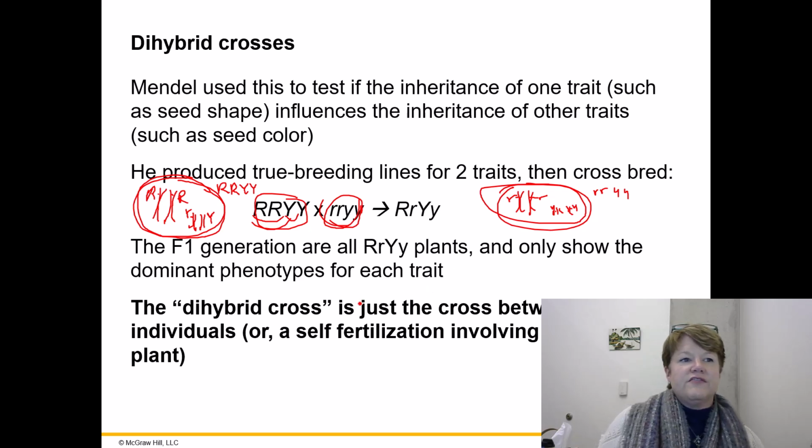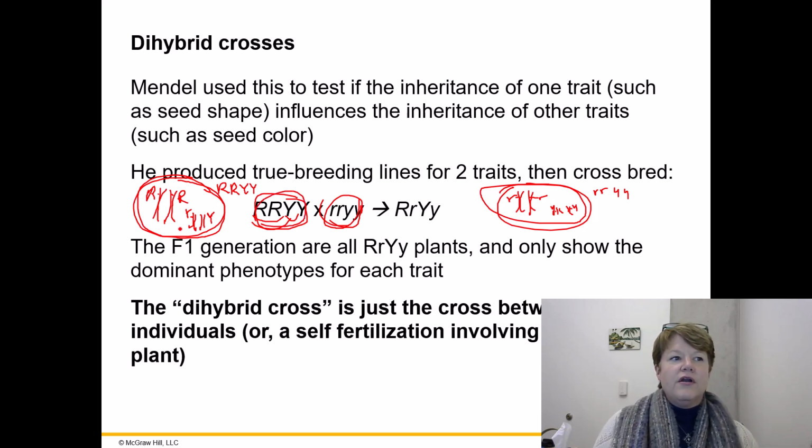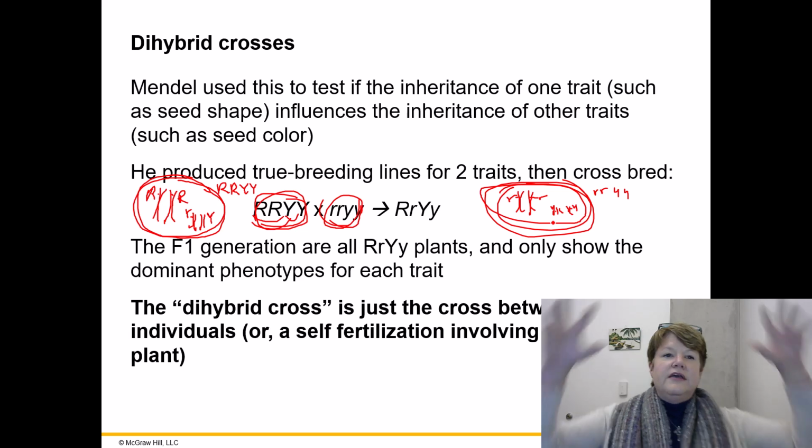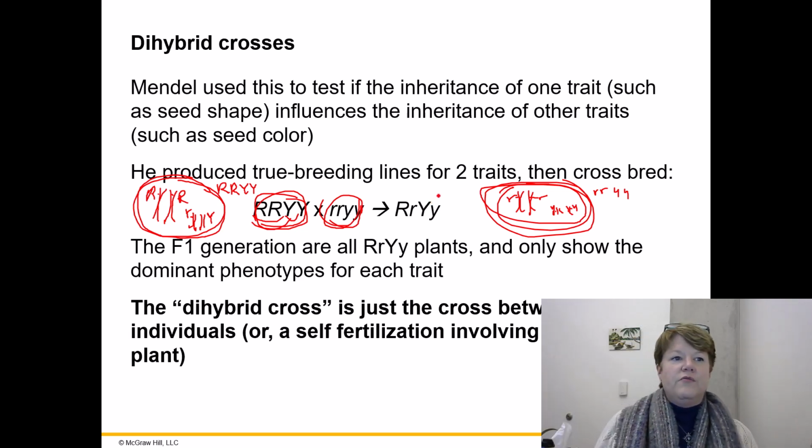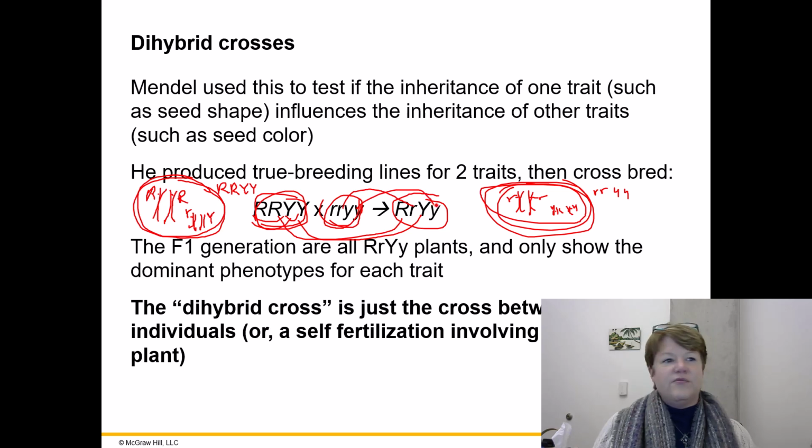And so for thinking about this chromosomally, every gamete from this parent has to have a big chromosome with a big R and a little chromosome with a big Y. Every gamete from this parent has to have a big chromosome with a little r and a little chromosome with a little y. And so when those fuse together, there's really only one way you can get. You get the big R from this parent and the big Y from this parent. You get the little r and the little y, but you don't need a Punnett square for this. There's only one way this can shake out.